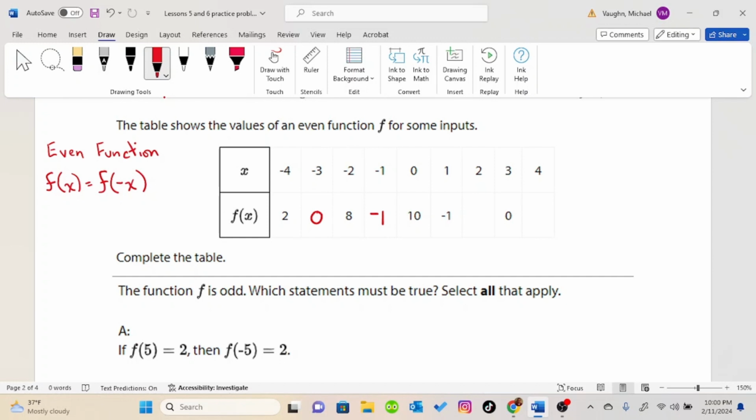Now, if x is 2, then that needs to be the same as when x is negative 2. So if f of negative 2 is 8, then f of 2 is also 8. And finally, we need the value of f of 4. Well, f of negative 4 is 2. That means f of positive 4 also needs to be 2.